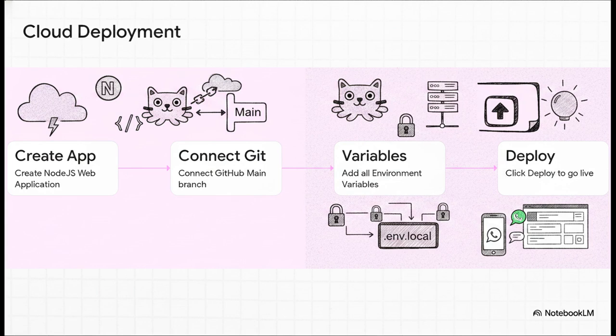And deploying it is surprisingly simple. Inside your new hosting provider's dashboard, you literally just create a Node.js web application, you map it directly to the main branch of your GitHub repository, then, and this is absolutely critical, you meticulously copy over every single variable from your .env.local file into the host's environment settings. Once that's done, you just click deploy. The server builds your CRM and boom, you are live to the world.